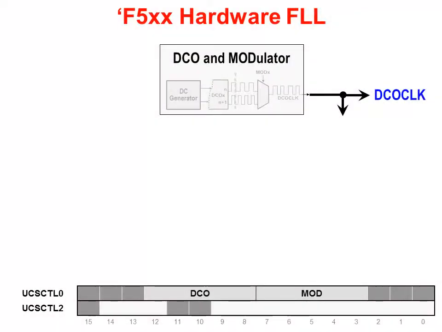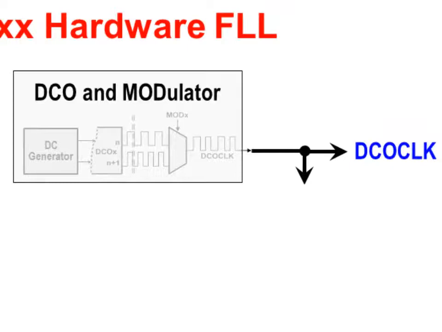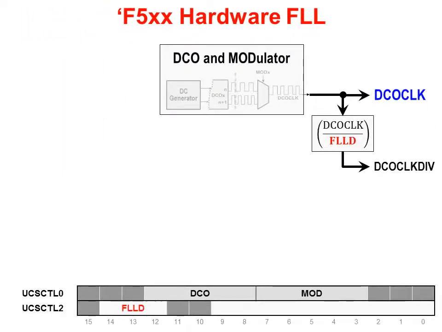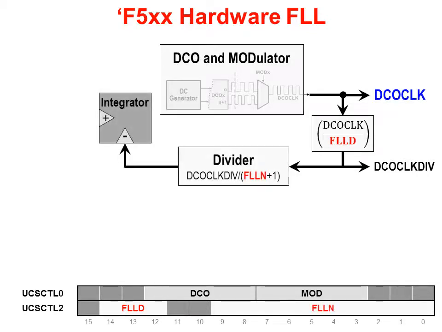So let's look at the frequency lock loop hardware, such as we find on the F5529. You can see up at the top, the DCO and modulator circuitry works as we've talked about a little bit earlier in this chapter. It produces a signal called DCO clock. A bit field called FLL divide, or FLLD, gives us a divide down value from DCO clock. In fact, you can pick either one of these clocks as a clock source, DCO clock or DCO clock divide. Not only can you use DCO clock divide as a clock source frequency, it's also fed back into the integrator of the FLL circuitry. You can see that there's another FLLN divider value along the way.